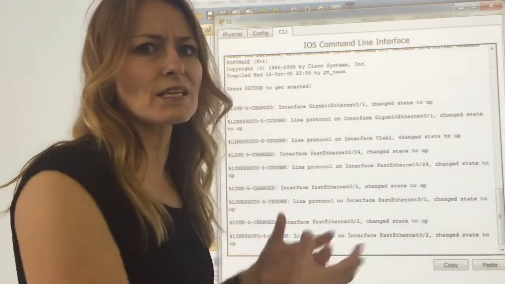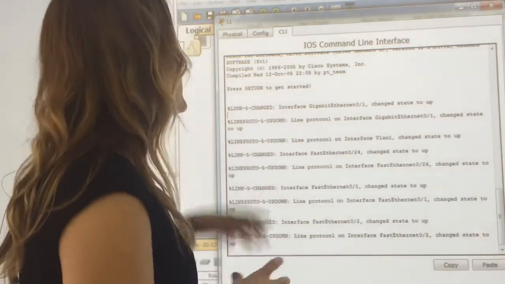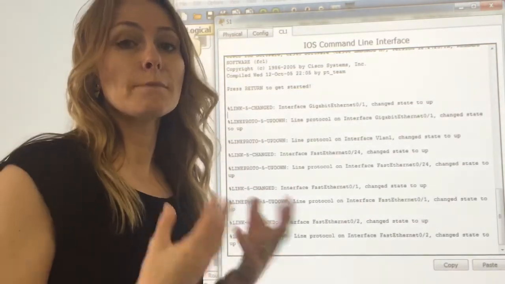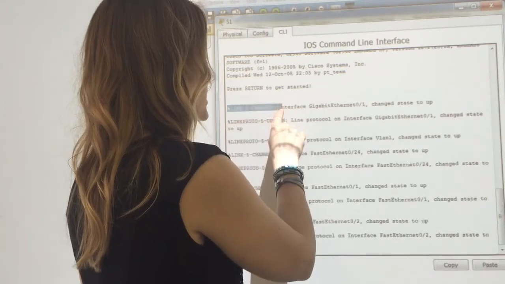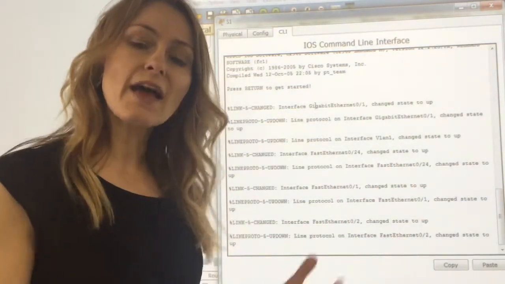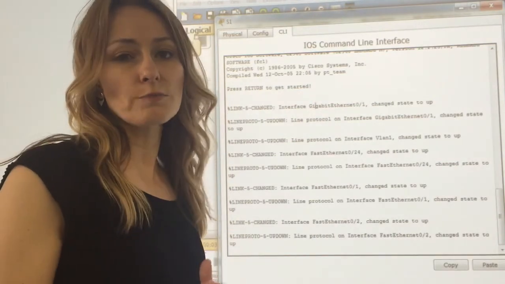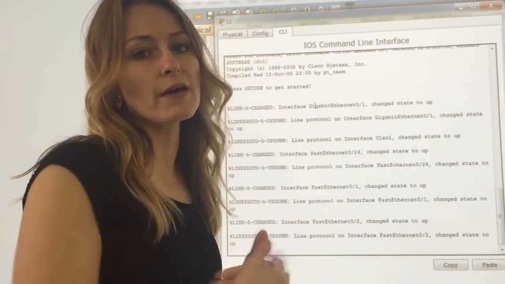Now you're used to seeing this stuff. Half the time we just sort of brush it off and don't think much about it. But each one of these messages means something. Let's just pick one at random here. Here we've got link 5 changed, interface GigabitEthernet0/1 changed state to up. That's a syslog message. Each message has 3 components to it and then a description.